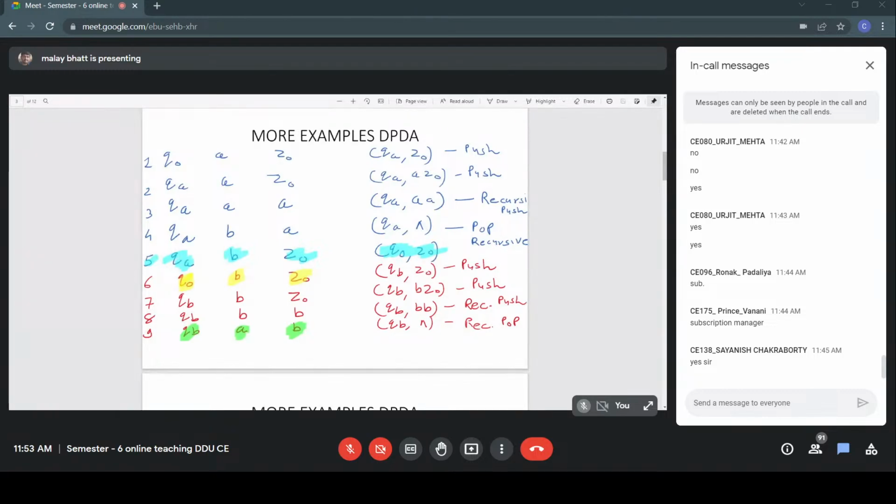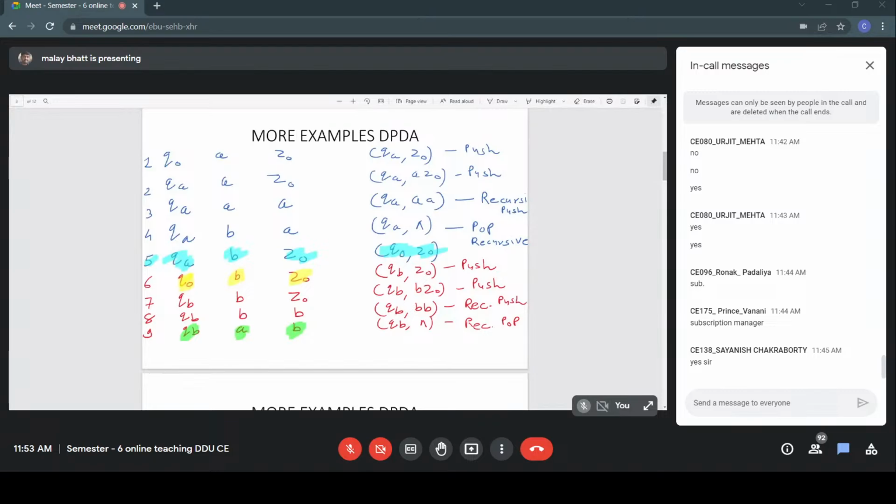Similarly, rule 8 is if we have a third B, BBB, as the input. If the input is BBB, what will happen? The first B will go to QB state. The second B will push it on the stack. Now when the third B is encountered, we will apply rule number 8, QB, BB. So again we'll push B on the stack, and it is a recursive push rule. We can apply it recursively for any number of B's in the input and B on top of the stack.